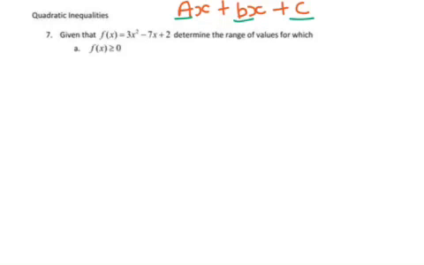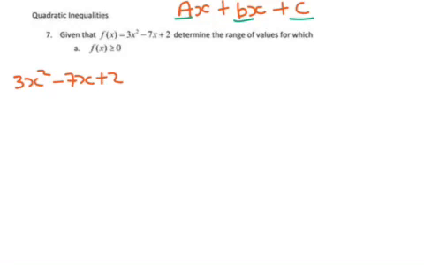So f of x equal 3x squared minus 7x plus 2. Determine the range of values for which f of x is greater than or equal to 0. Alright, so let me rewrite the question. So 3x squared minus 7x plus 2.